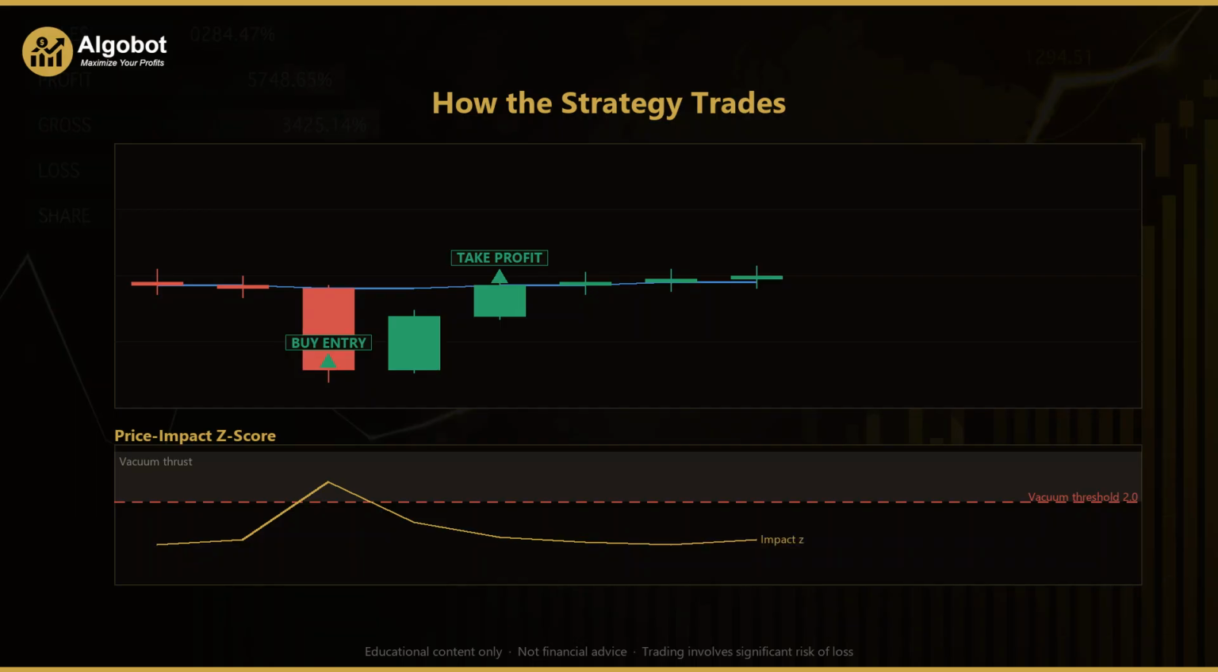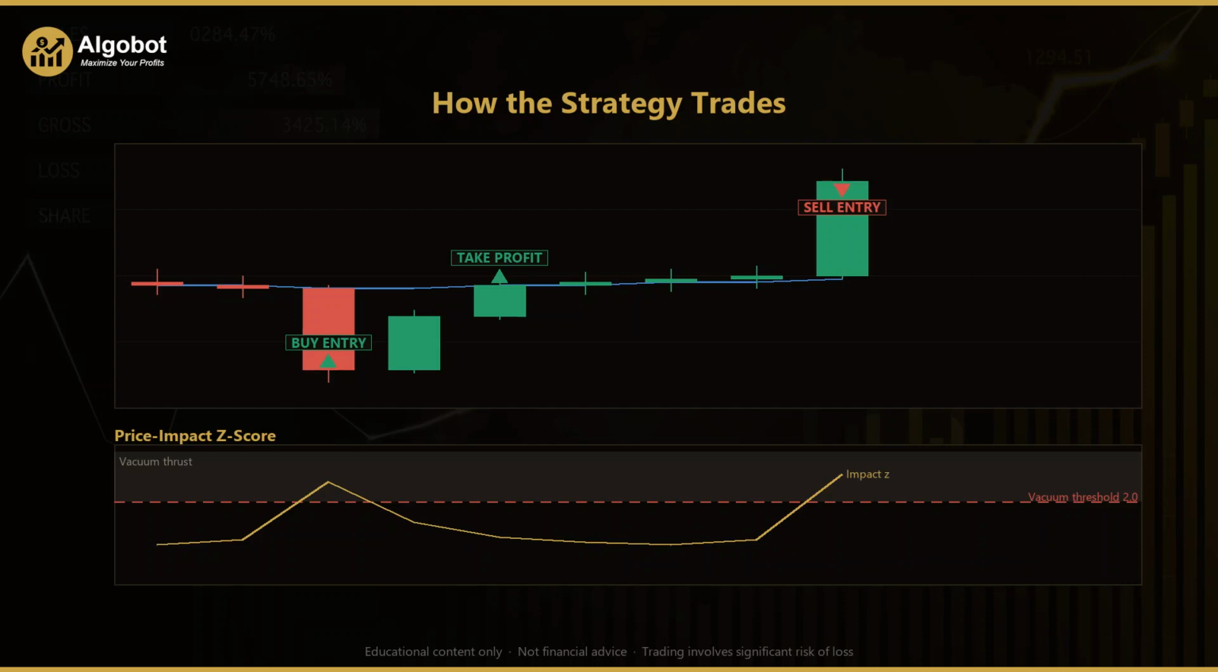Over the next couple of candles, normal two-sided flow returns. Price recovers off the low, climbing back candle by candle toward the mean. By the time we reach the take profit marker, price has closed the gap and tagged the baseline. That's the long trade complete. The fade caught the snapback from the thin flush to fair value. Meanwhile, the impact z-score has already settled back down below the threshold.